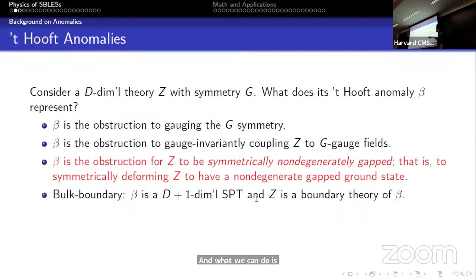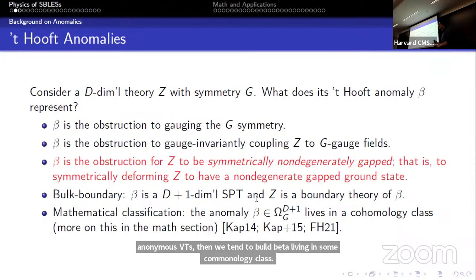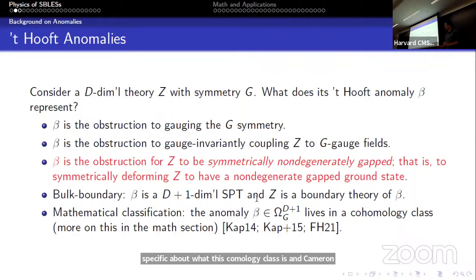And lastly, I would point out that later on, for the computation and for the classification of anomaly SPTs, we tend to view beta as living in some cohomology class. I'm not going to be too specific about what this cohomology class is, and Cameron is going to specify. But are there any questions about this?